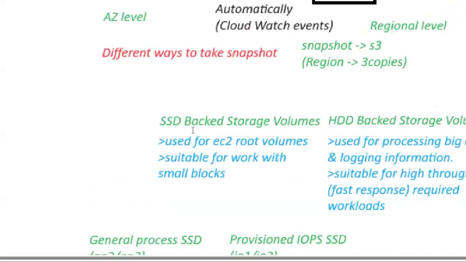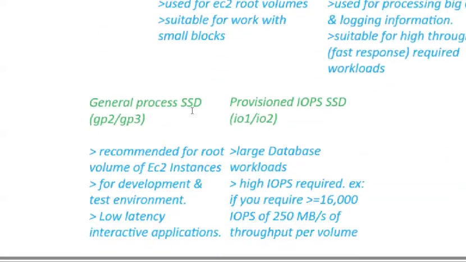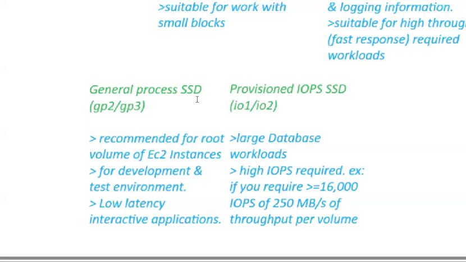So coming to SSD backed storage volumes, they are again classified into two types, that is General Purpose SSD and Provisioned IOPS SSD volumes. So when are these General Purpose GP2 and GP3 used? These are also volumes of EC2 instances only. These are used for volumes for which type? Development and testing environments, you use this General Purpose. For large database workloads, you use these Provisioned IOPS volumes.